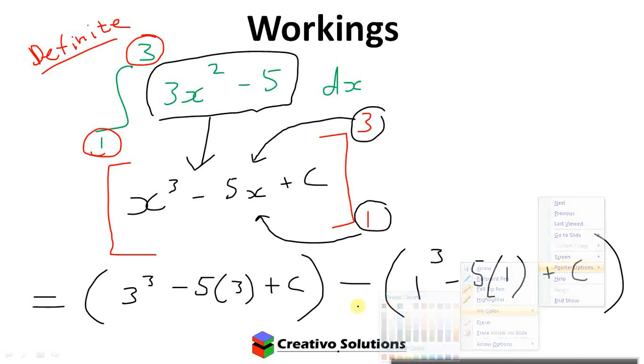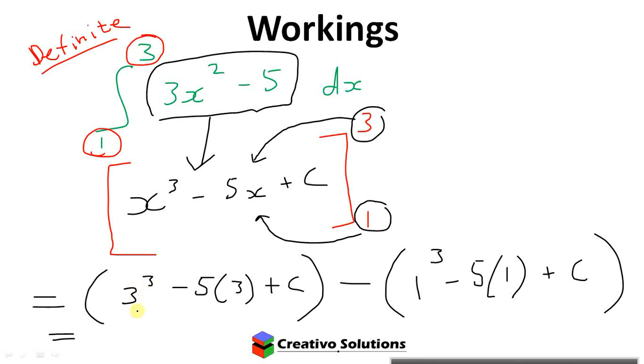Okay, so 3 to the 3. 3 times 3 is 9. 9 times 3 is 27. Minus 5 times 3 is 15. Plus C.